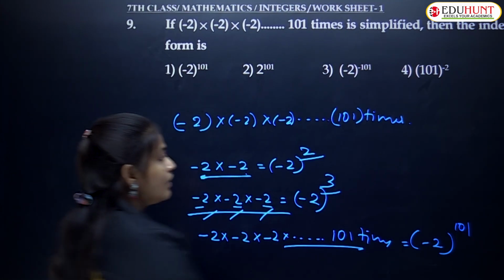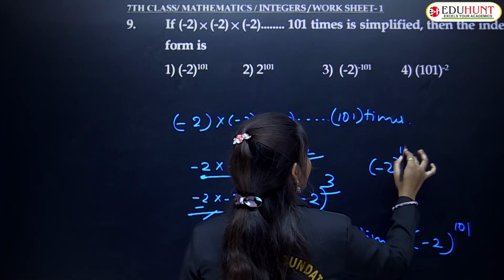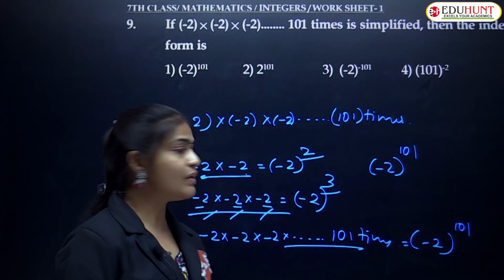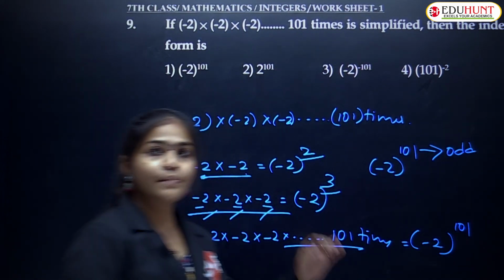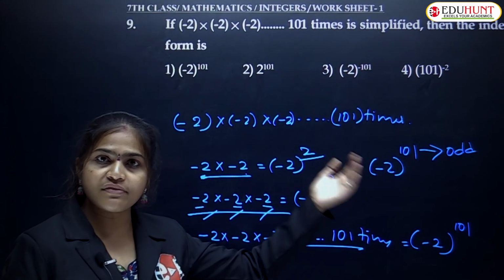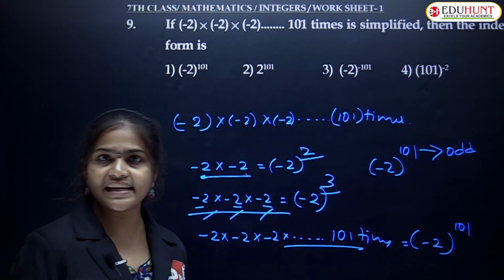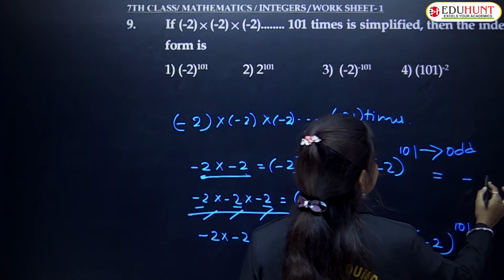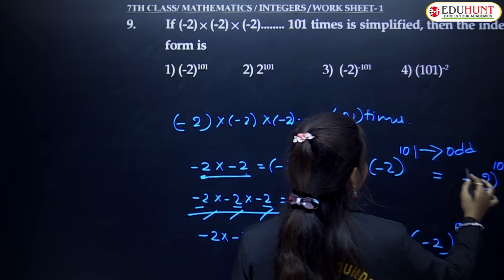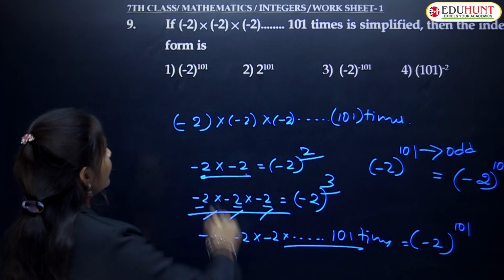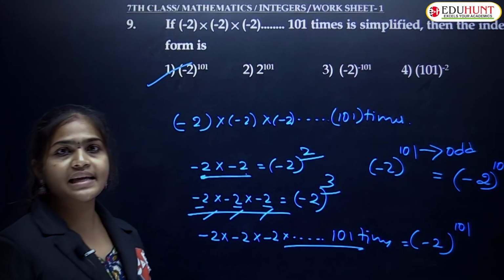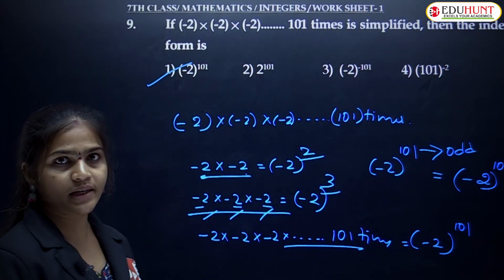So here minus 2 power 101. 101 is even or odd? Odd value only, no? So a negative base with an odd power means it is always negative. So that's why this is the answer, minus 2 power 101. Which option is correct here? Option 1 is correct, that is minus 2 power 101.